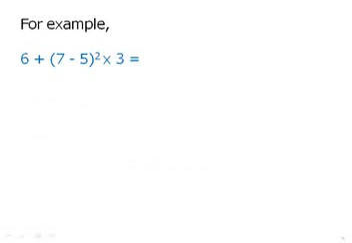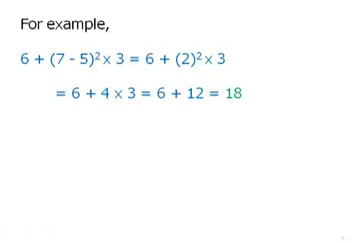For example, let's solve this. So of course we have to do what's in the parentheses first. 7 minus 5, we get 2. Then we have to do the exponent. So now we just have a single number to a single exponent. So we'll do the exponent. 2 to the 2 is 4. Then the multiplication. Then the addition.